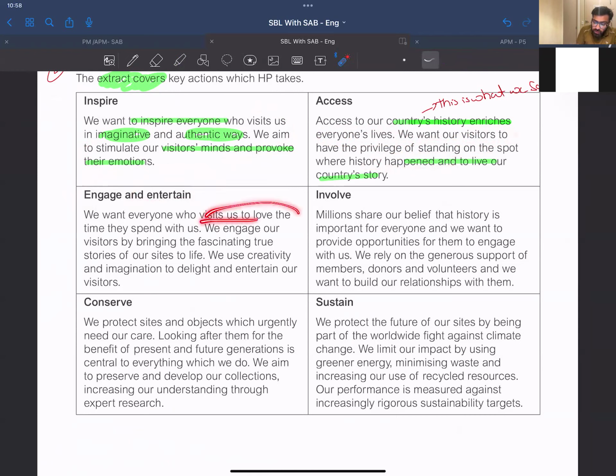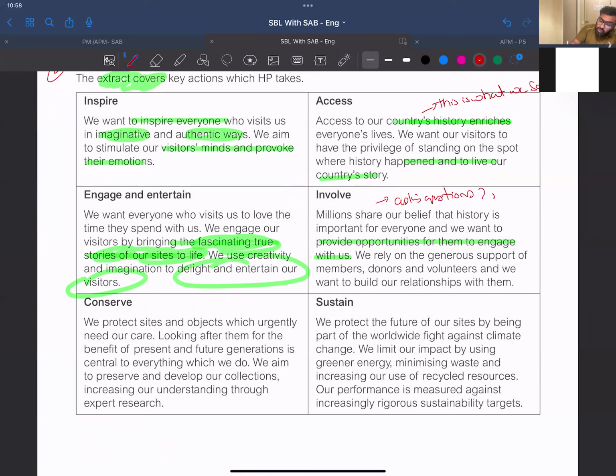Engage and entertain. What's that? We want everyone who visits us to love the time they spend with us. We engage our visitors, bringing fascinating true stories, right? And the story should be fascinating. The normal stories are not that much, so they need visuals, they need fascination, right? We used to create imaginations. We want to provide opportunities to engage with us, so you can ask questions aloud and get more information. If you want, we are here to involve with you guys. If you take interest, we're going to take double the interest, questioning or replying to you at the pace that you ask a question, right?